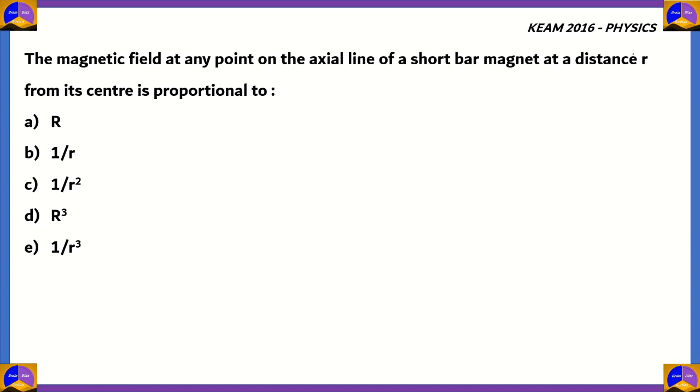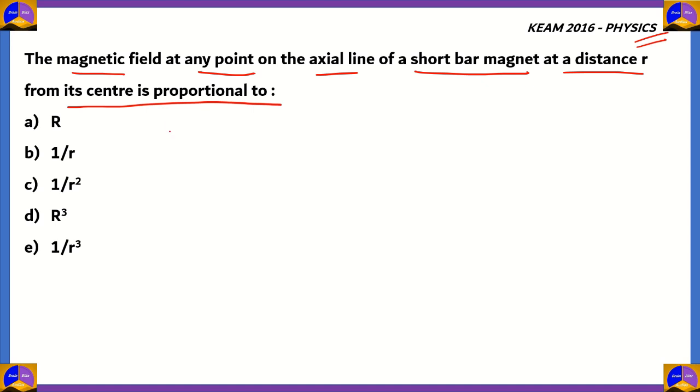Here is the final question for this particular episode. This is again from physics. The magnetic field at any point on the axial line of a short bar magnet at a distance r from its center is proportional to r, 1 by r, 1 by r squared, r cubed, or 1 by r cubed. So how do we solve this question? This question is again from magnetism and matter.